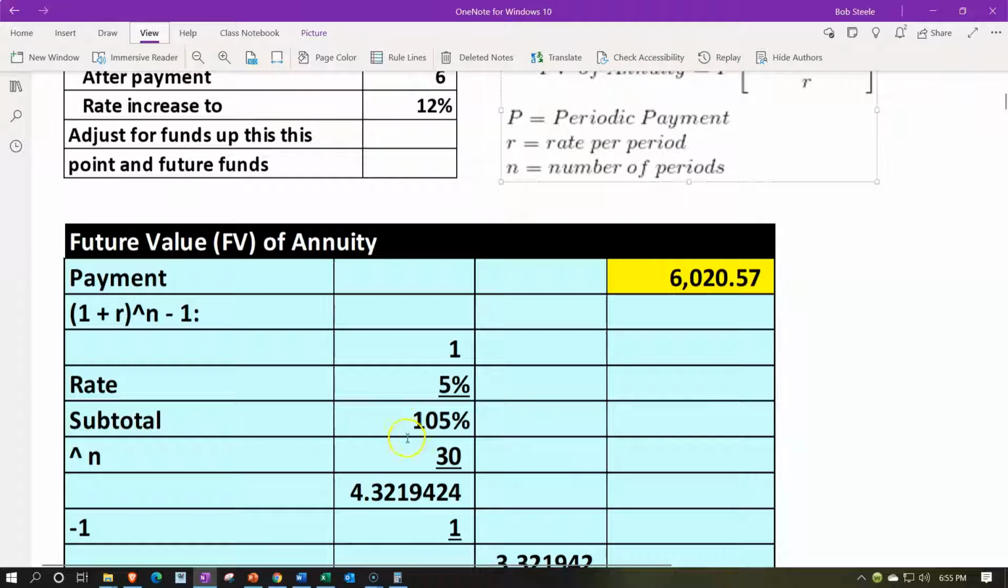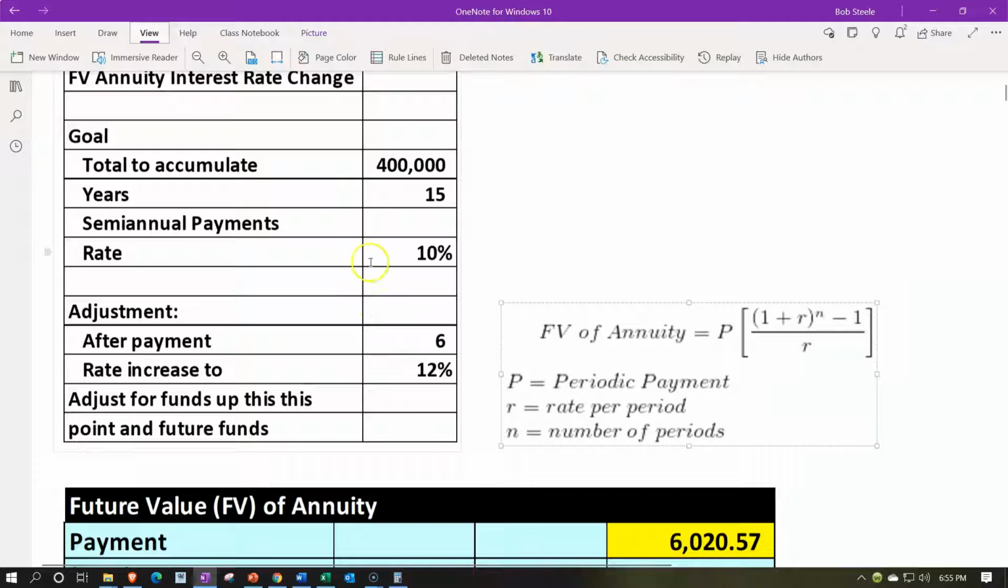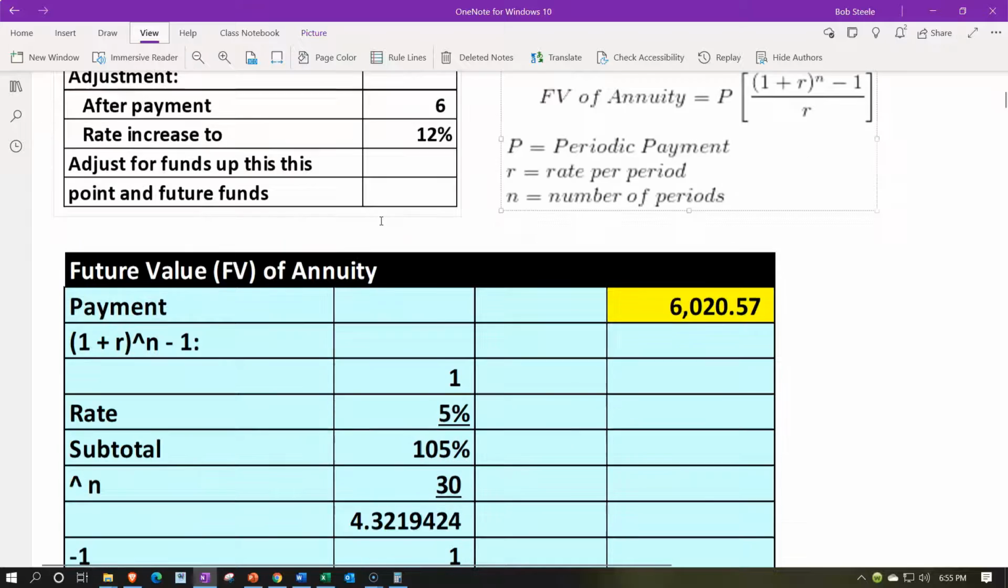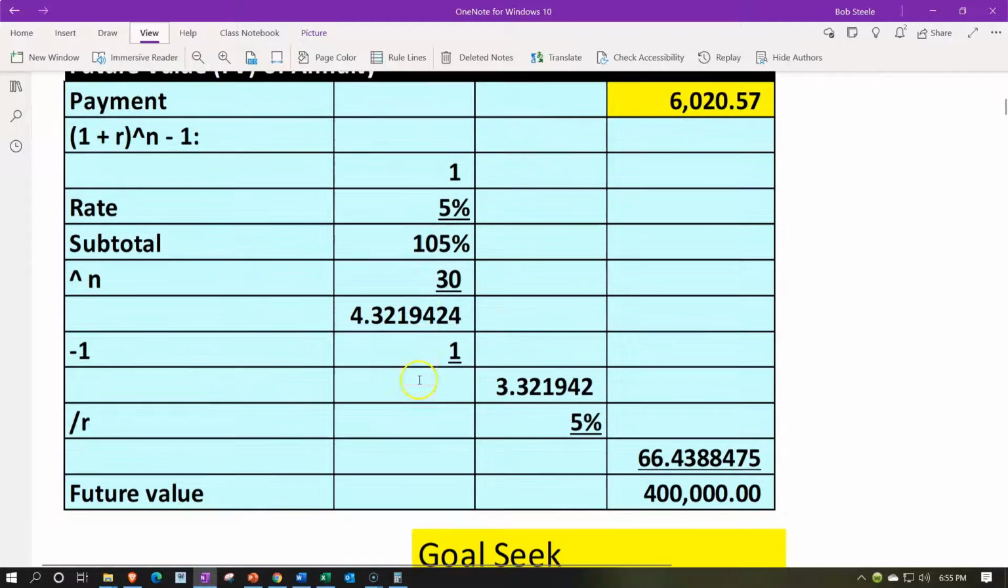Then we take that to the number of periods, which once again we need to be careful of because it's 15 years, but semi-annual. Therefore, we have 6 month periods, so that's going to be 30. 30 periods. And then we're going to calculate this out.